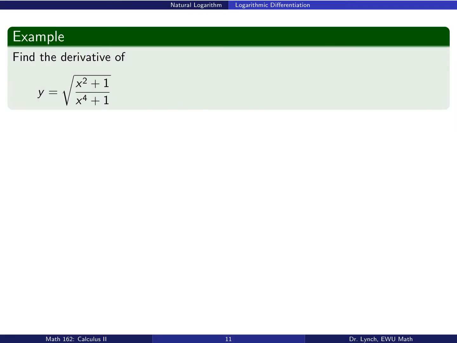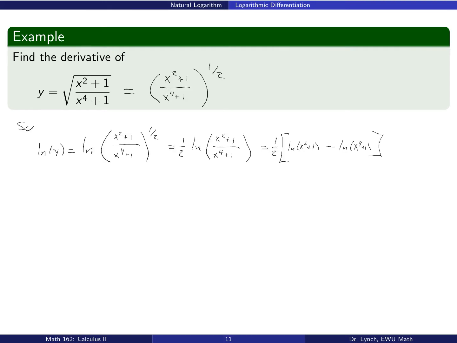So here's an example. Let's go ahead and find the derivative of this function that's a quotient of polynomials, and then the square root of that quotient. And we'll start off by simplifying it with the natural log. In simplifying the natural log of this expression y, I've used two rules. First, I've used the power rule for logarithms to hop down this power in front. And second, I've used the quotient rule for the natural log of a quotient to write the quotient as a difference.